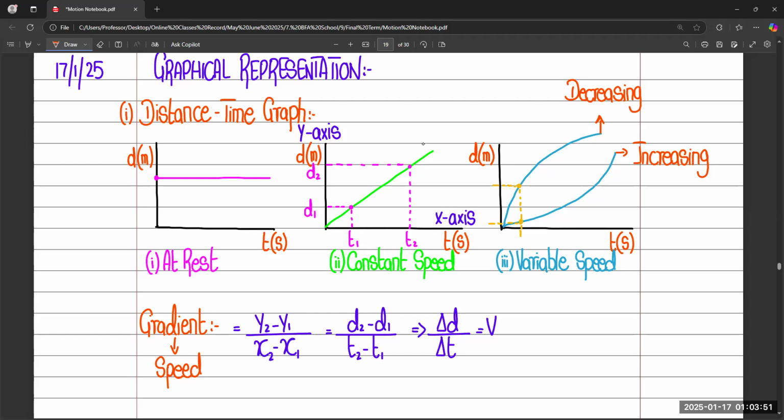So V stands for? V, the one that you've written, delta d over delta t. V represents speed or velocity. So in other words, you could say velocity and speed are pretty much the same thing. Yes. So basically, from the gradient, we get speed or velocity.